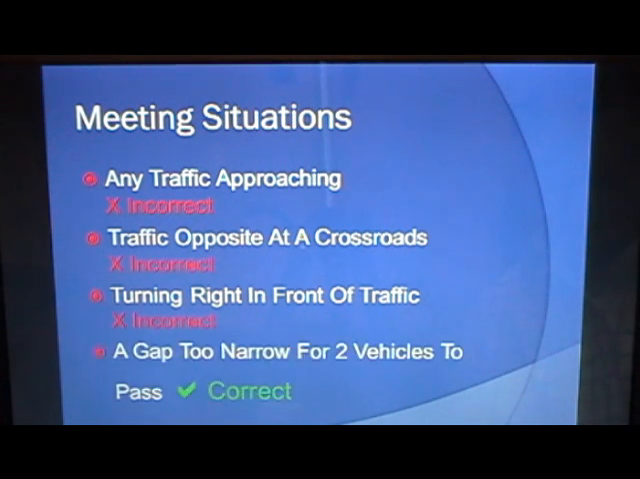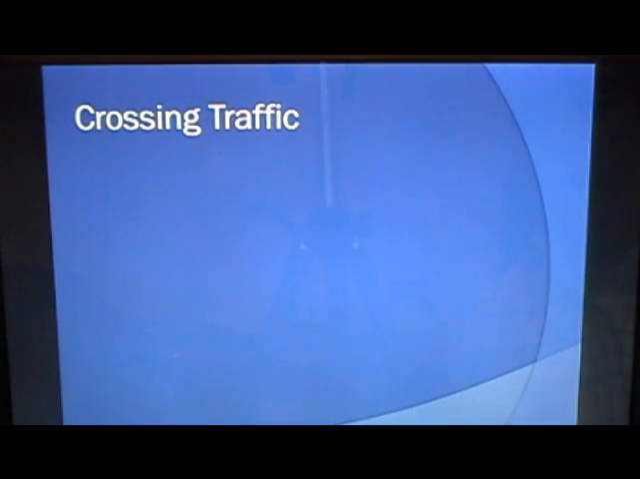So a meeting situation is a gap that's too narrow for two vehicles to pass. Usually the most common scenario with that would be where there's parked cars, but it could be any narrowing of the road. So it could be just a narrow road, it could be a bridge, it could be a skip, roadworks, anything that makes the road too narrow for two vehicles to pass at that point. That's a meeting situation.